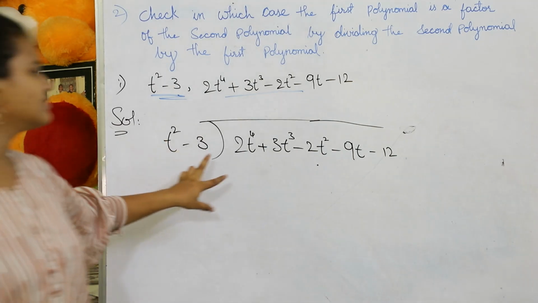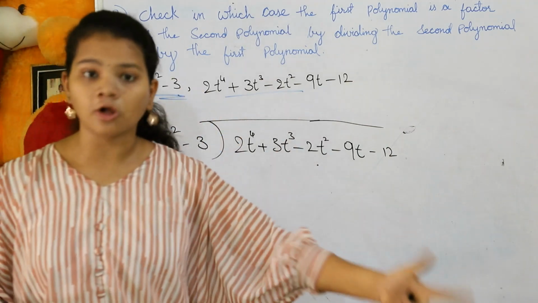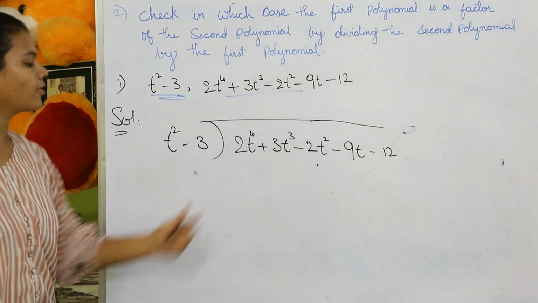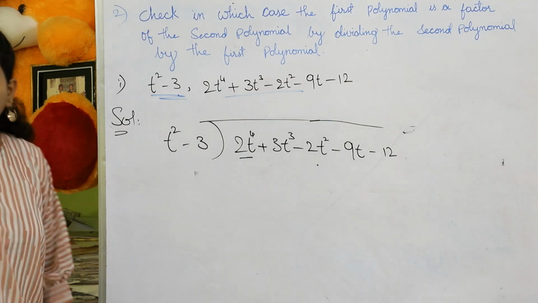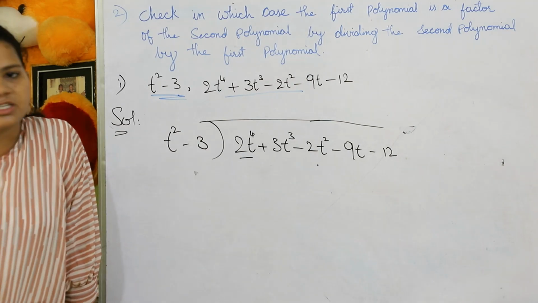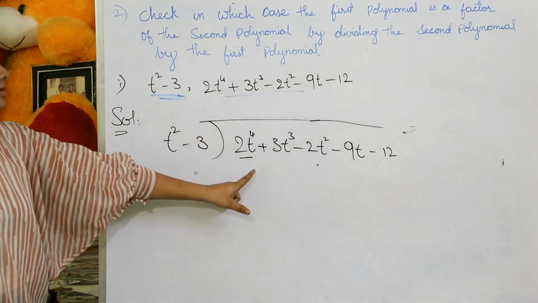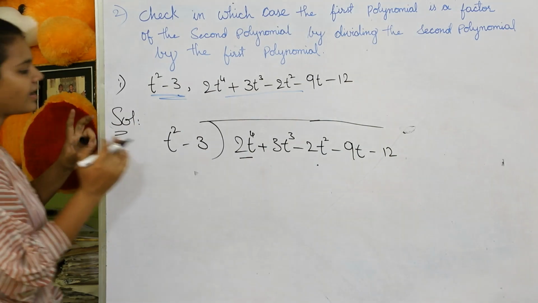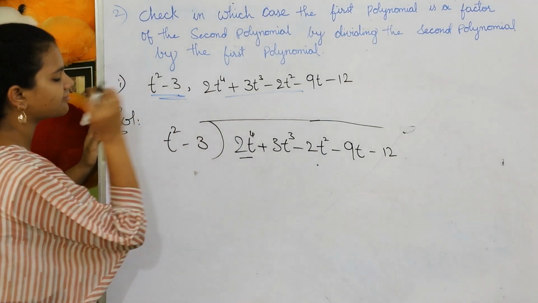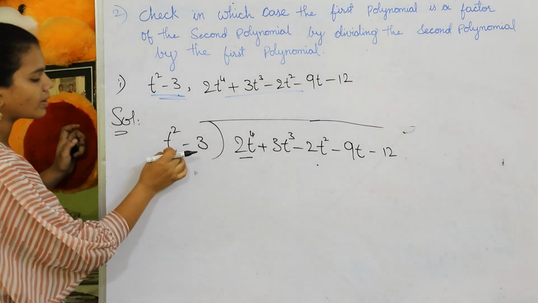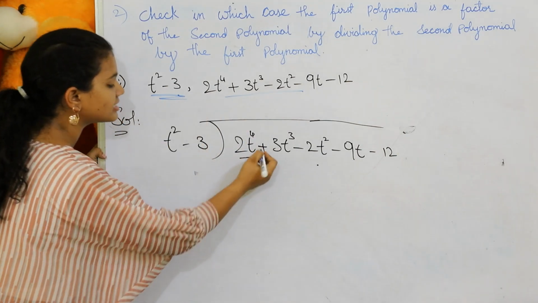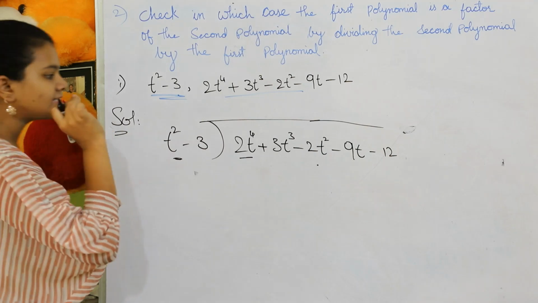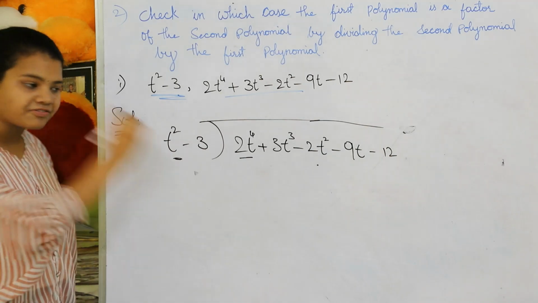As we did in the first question, when dealing with divisions we must first look at the first term. The first term must be equated. Here the first term is 2t power 4. So consider the first term in the dividend and the first term in the divisor.